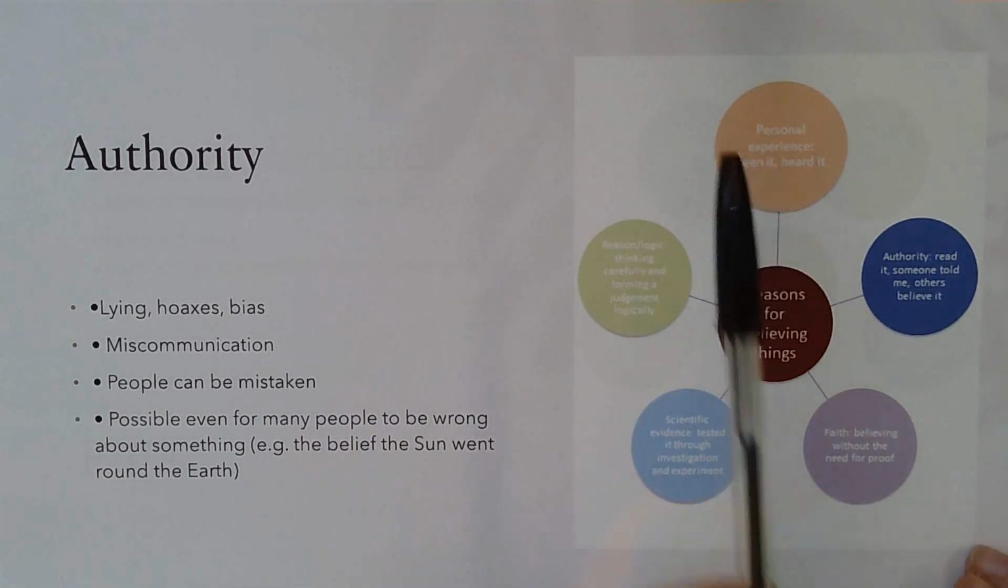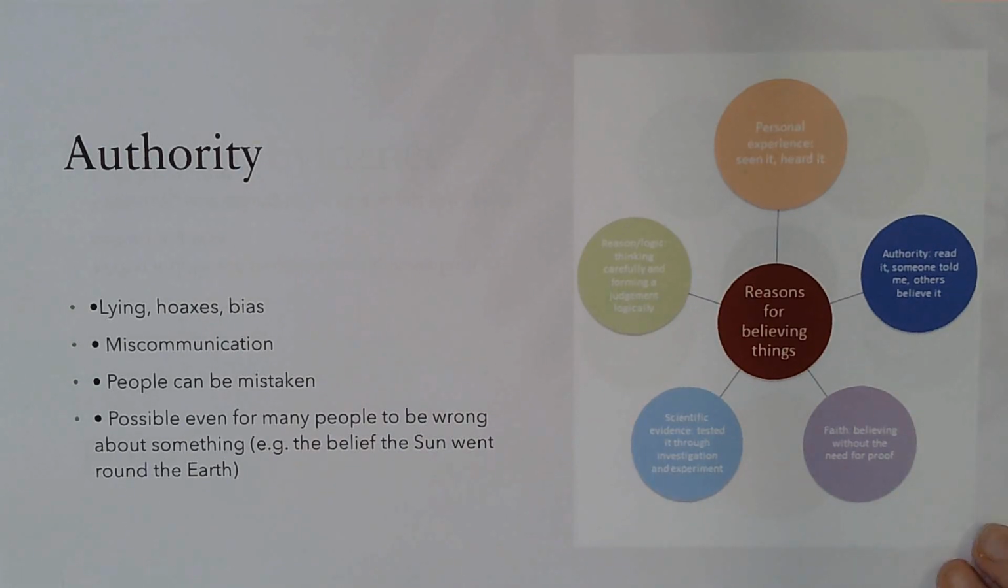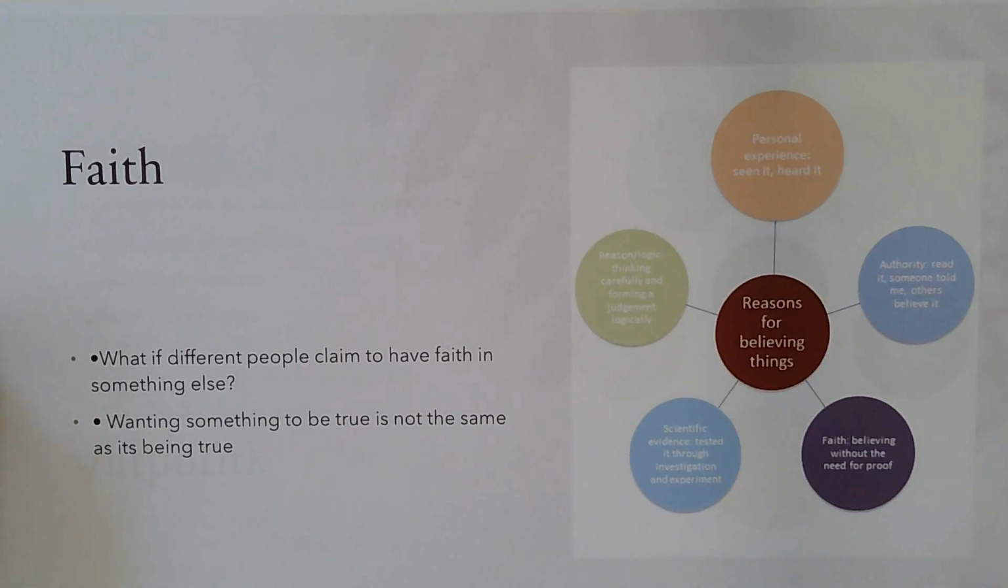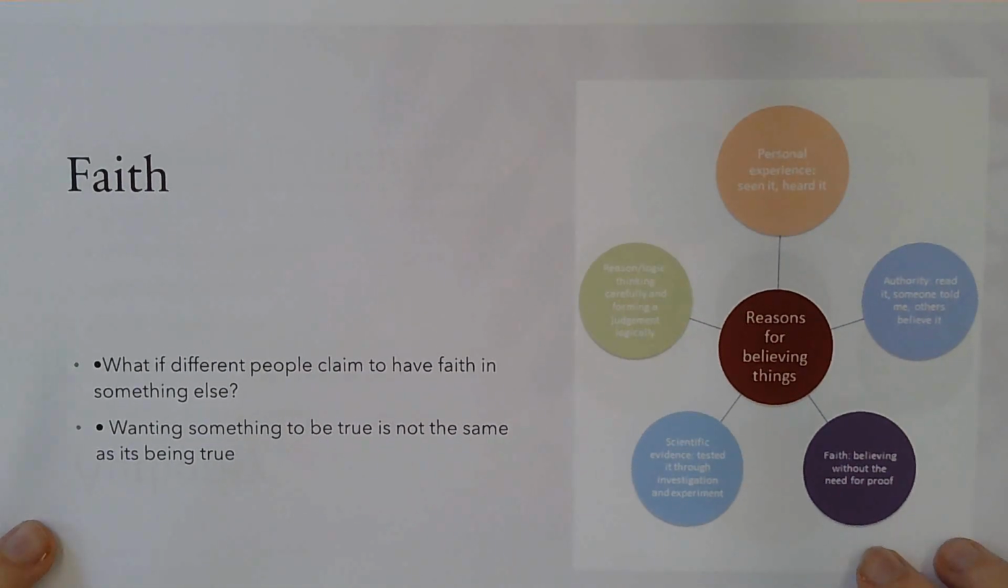So we've looked at personal experience and how that is challenged, and how authority can also be challenged. Number 3 is faith. So, like I said, faith is believing something without the need for proof, based maybe on religious meaning. So, what if different people claim to have different faith in something else? One religion might say one thing, another religion might challenge that. Also, wanting something to be true is not the same as it being true. That's what humanism says. So if you want something to be true, does that really mean it is true? Humanists would challenge that.